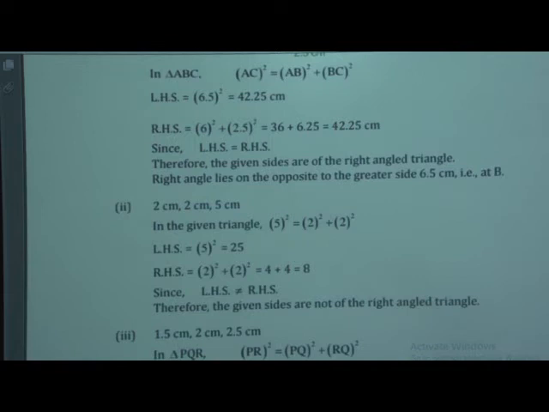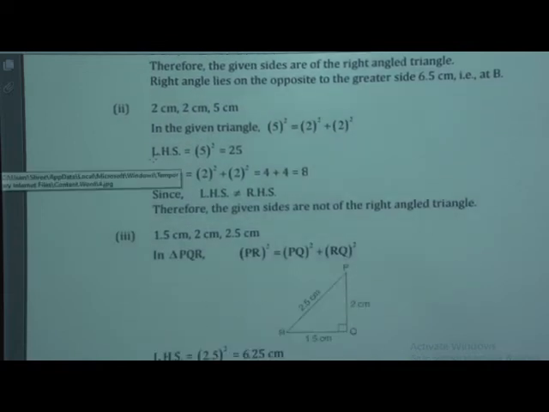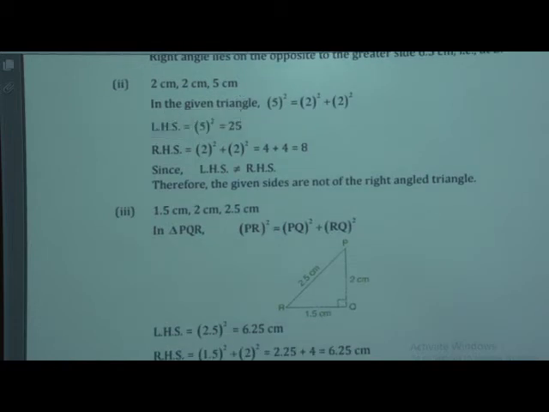Here we are having 2 centimeter, another is given as 2 centimeter and one of the sides is given as 5 centimeter. So in the given triangle, 5 square is equal to 2 square plus 2 square. How is it? Because we are using the Pythagoras theorem. So LHS is equal to 5 square, is 25, and RHS is given as 2 square plus 2 square. What is the square of 2? It is 4. Square of 2 is 4. 4 plus 4 is 8.